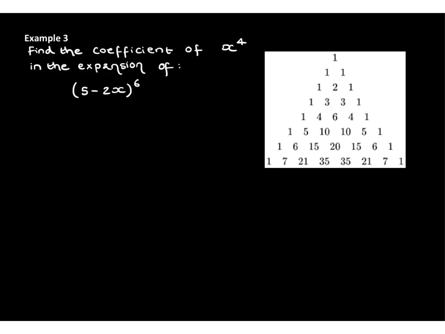So let's have a look at another example that you might have come across in your work last year. Read the question carefully. We are going to find the coefficient of x to the power 4 in this expansion, 5 minus 2x all to the power of 6.